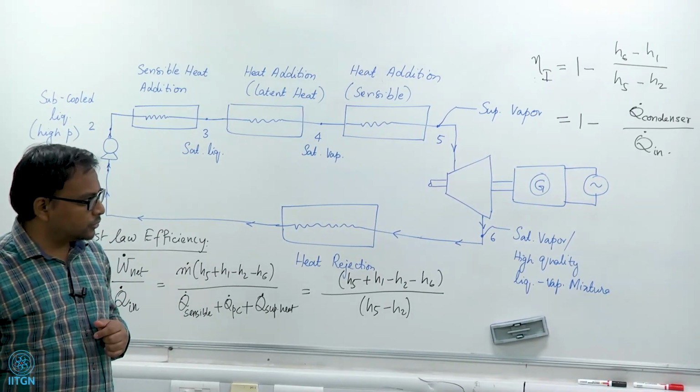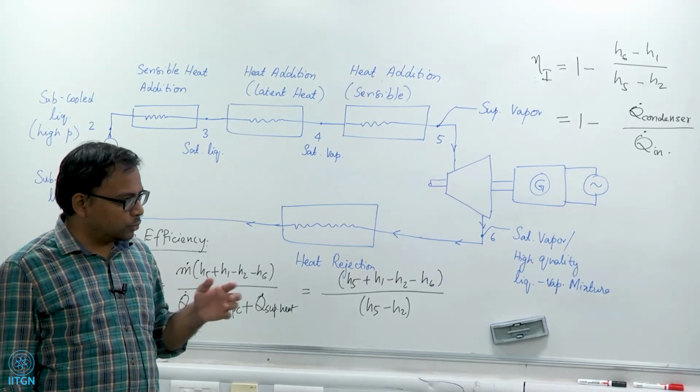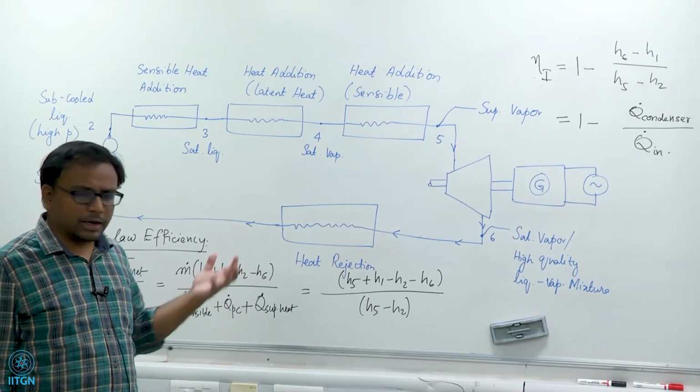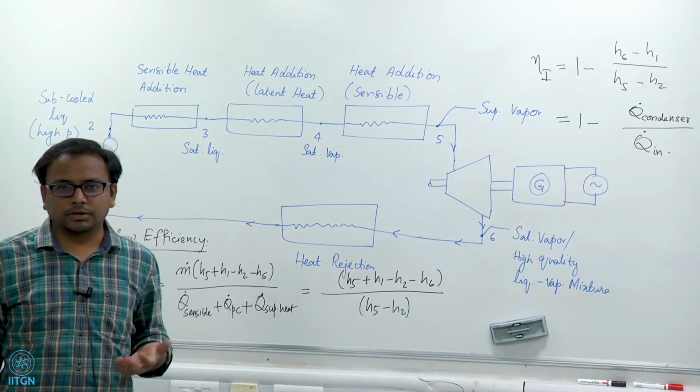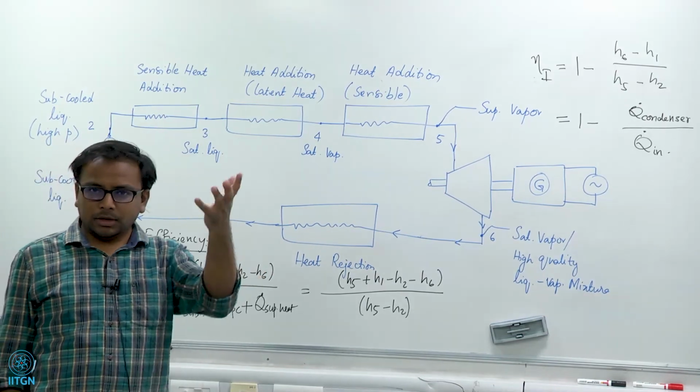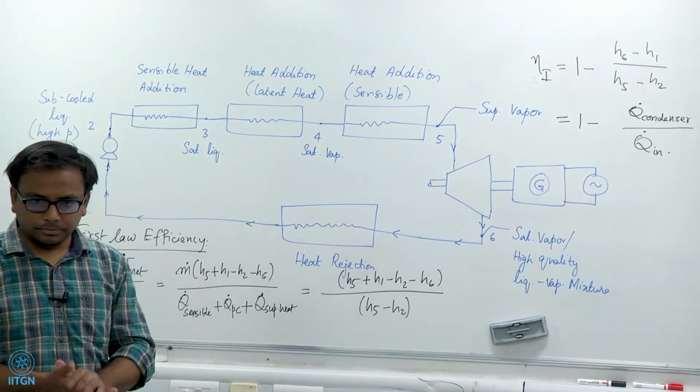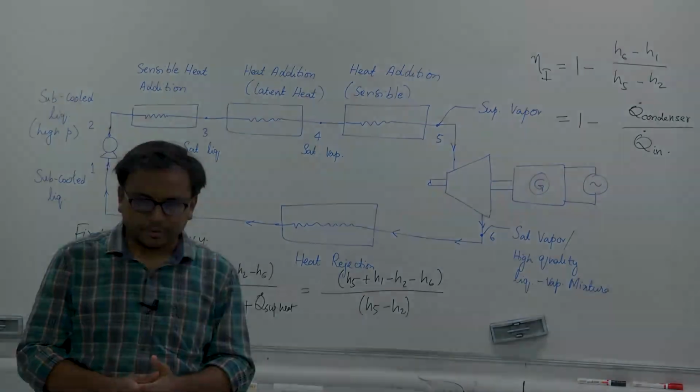In the next class, we will discuss some more aspects of the Rankine cycle, and then we will move on to the vapor compression refrigeration cycle that goes on in a household refrigerator. Okay. So, thank you very much. Let us end here.